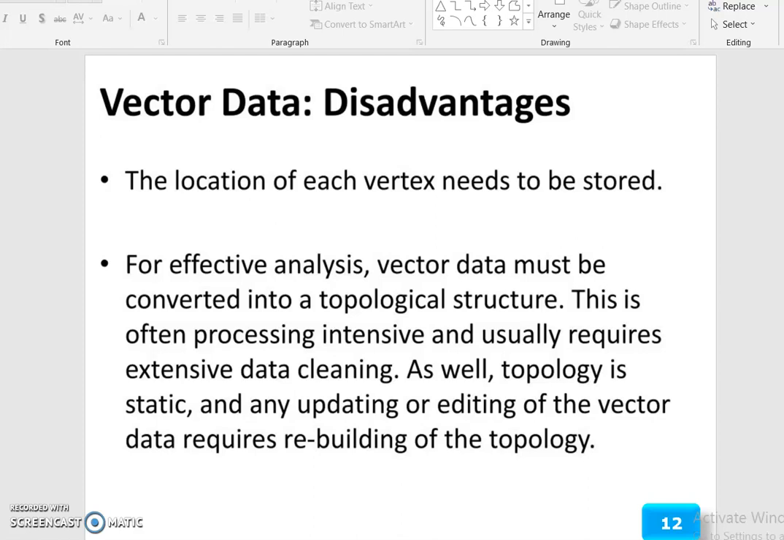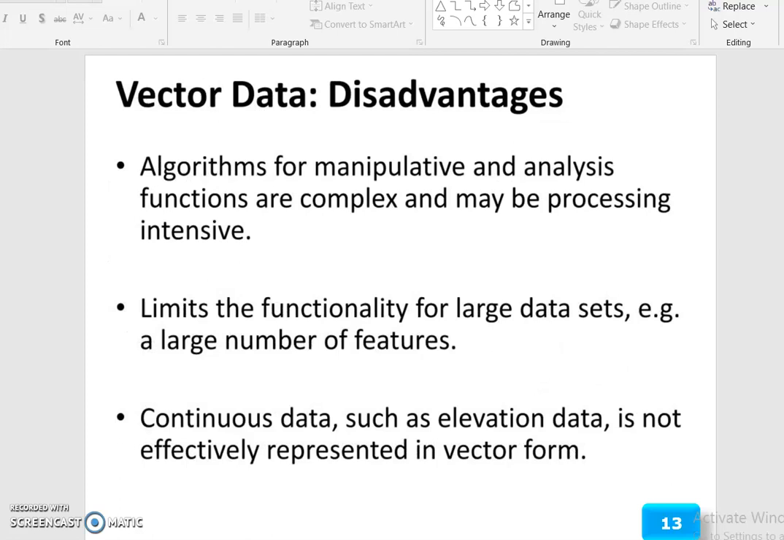Vector data disadvantages. The location of each vertex needs to be stored. For effective analysis, vector data must be converted into a topological structure. This is often processing intensive and usually requires extensive data cleaning. As well, topology is static, and any updating or editing of the vector data requires rebuilding of the topology.